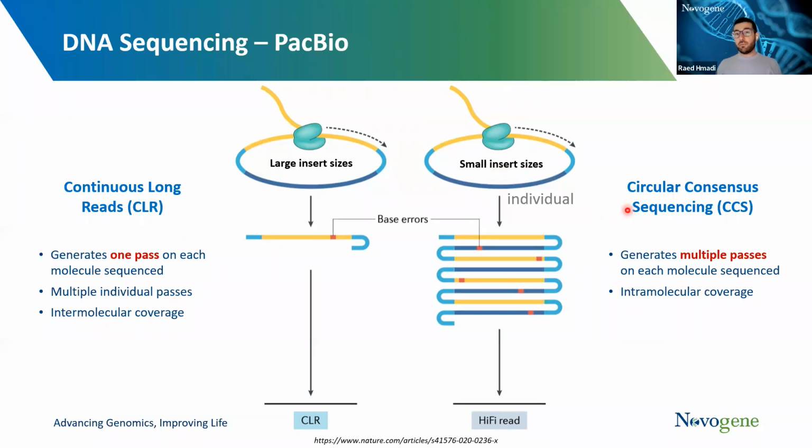Sequencing with the CCS mode would enable the DNA polymerase to sequence the same DNA fragment multiple times. As you can expect, because we are sequencing the same DNA fragment multiple times, any base errors that might have happened during the first or the second measurements will eventually be corrected. This, in the end, will provide us with highly accurate reads called high-fidelity reads, or HiFi.